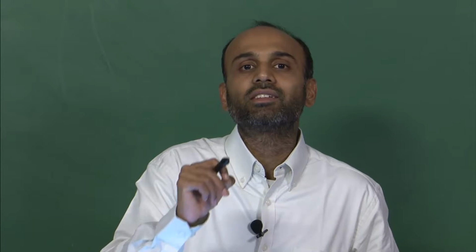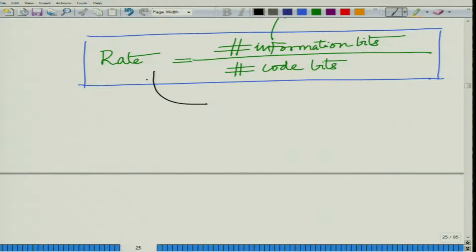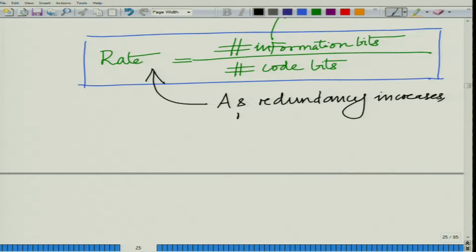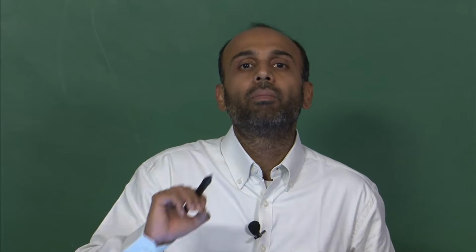Okay, so rate characterizes the redundancy. As the redundancy increases, the rate decreases. This is something you have to keep in mind. The best code would give the maximum possible error protection for the minimum redundancy, that is, the lowest possible redundancy and the best possible error protection. That would be an efficient code.